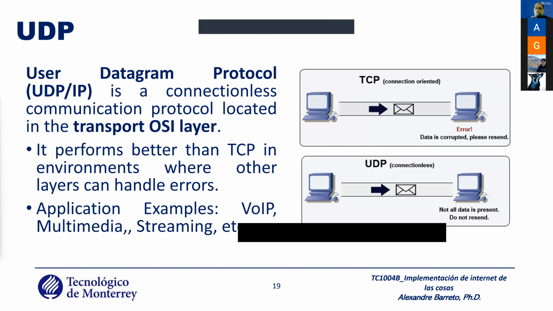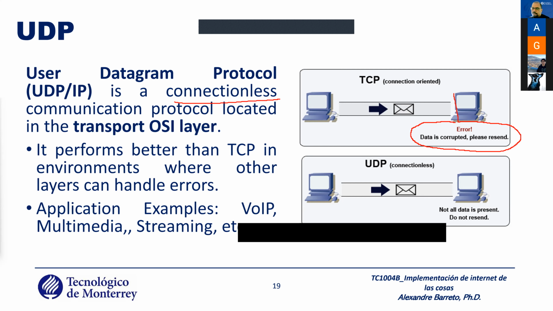The first is UDP. UDP is User Datagram Protocol. It's a connectionless communication protocol located in the transport layer of the OSI model, okay? You have another protocol, TCP, okay? The main difference is when you use TCP, you send a message and you wait for confirmation that your message arrived and is correct, okay? You only send new data when you receive this feedback.